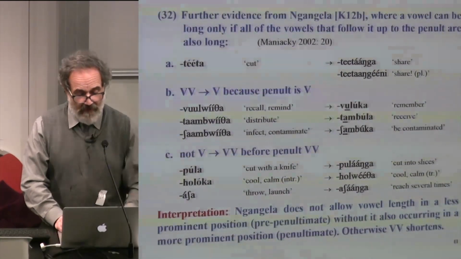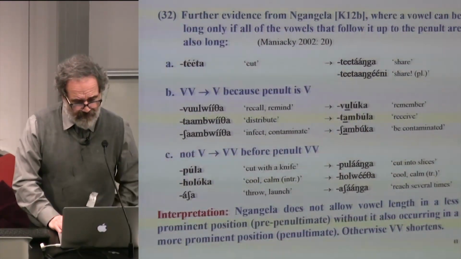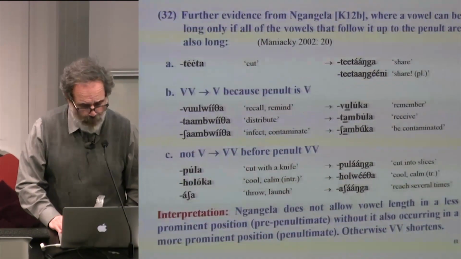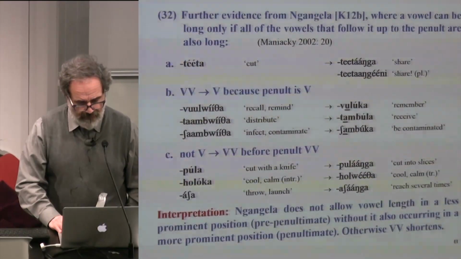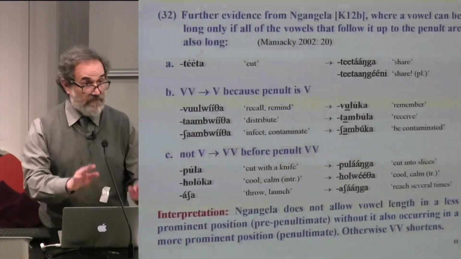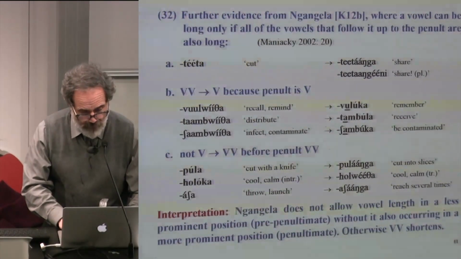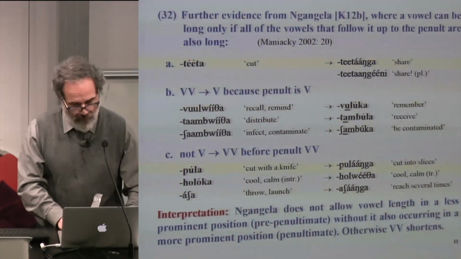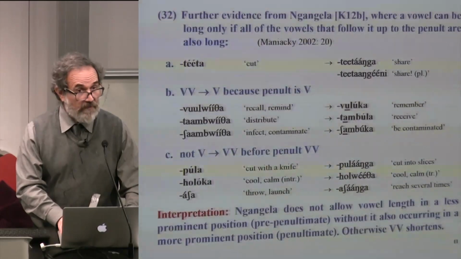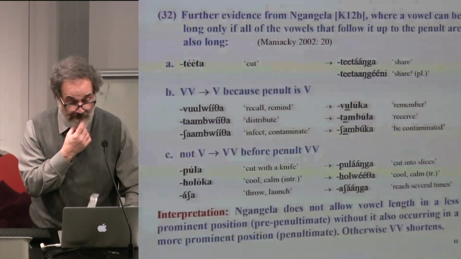In the next set of verbs, in B, we have a different situation. The verbs on the left show you that the first syllable has a contrastive long vowel. So you have vu with a long vowel, tamb with a long vowel, and shamb with a long vowel. But in their related verbs, those long vowels are allowed to surface because the penultimate syllables are long. So those are okay. The first syllable keeps its length because the penultimate syllable is also long. On the right, there are some related verbs with different suffixes on them.